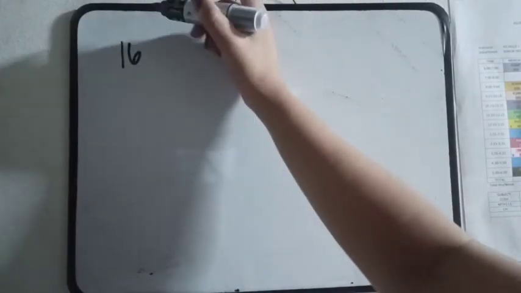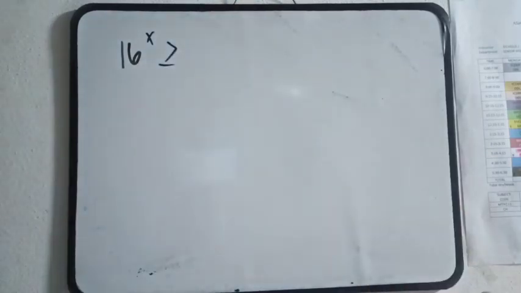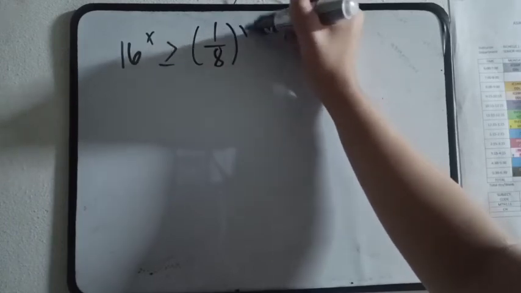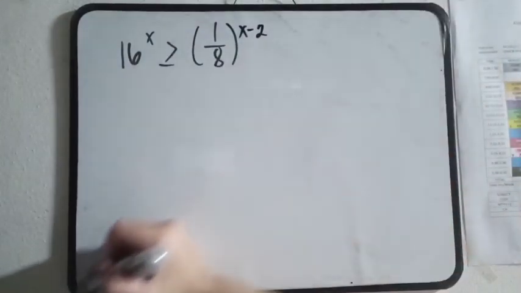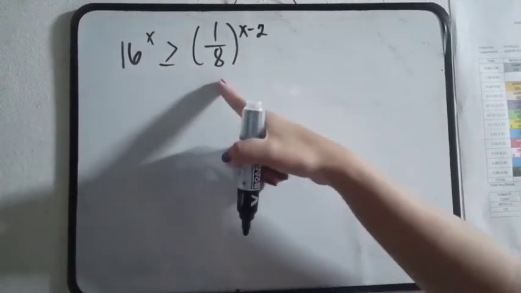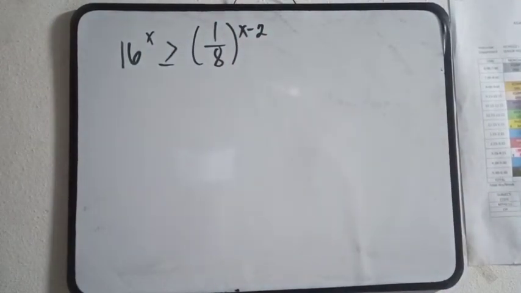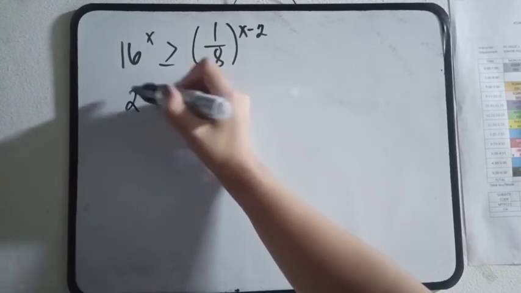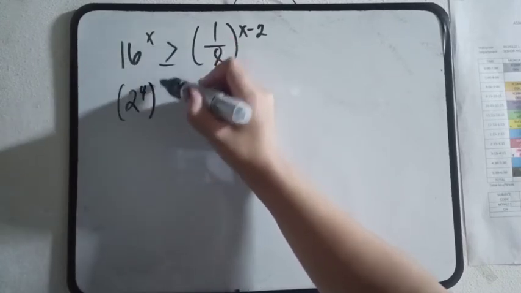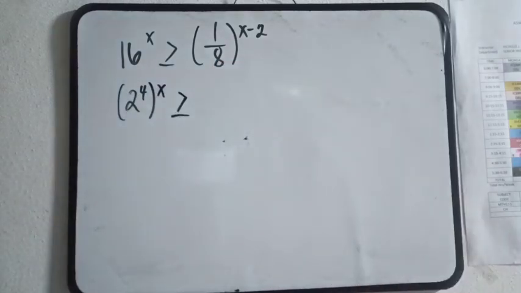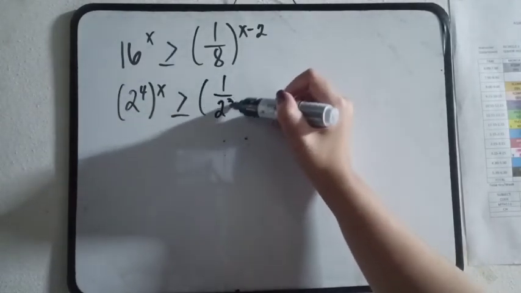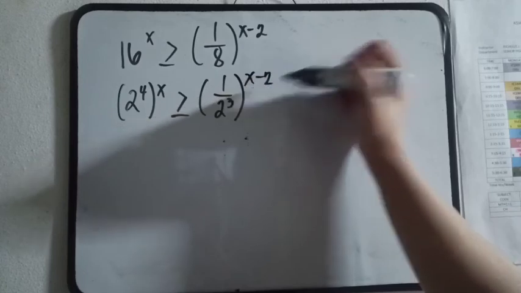Okay, so 16 raised to x is greater than or equal to 1 over 8 raised to x minus 2. Okay, so ang base natin dito is 16. Dito naman is 1 over 8. So, pwede natin silang isulat as base 2. Okay, so si 16, pwede natin siyang i-rewrite as 2 raised to 4, then raised to x is greater than or equal to si 1 over 8.